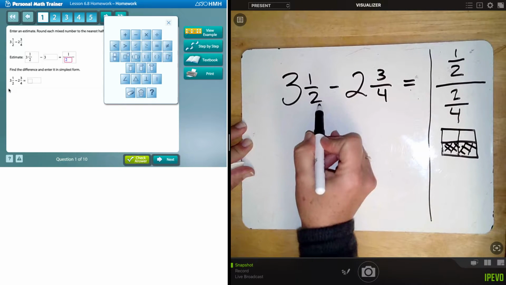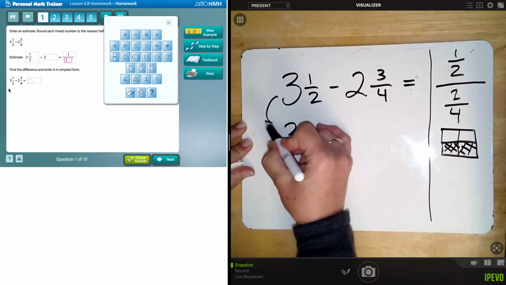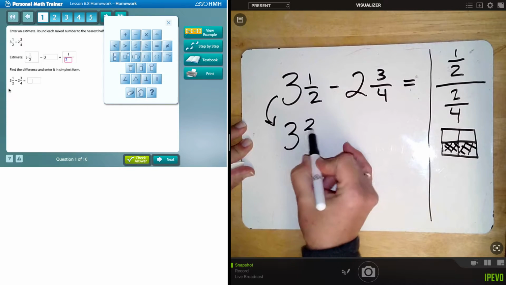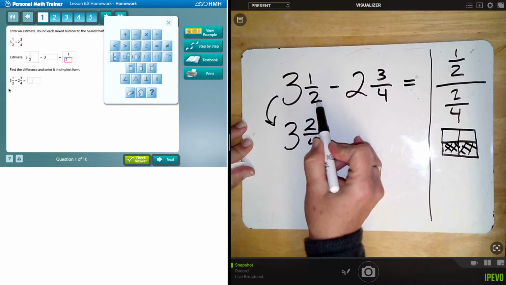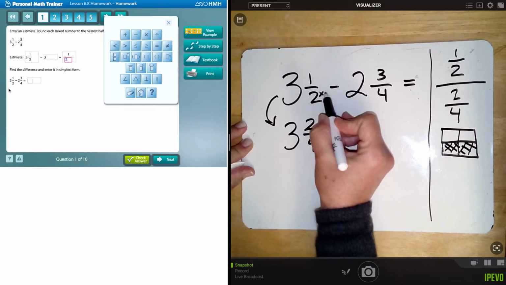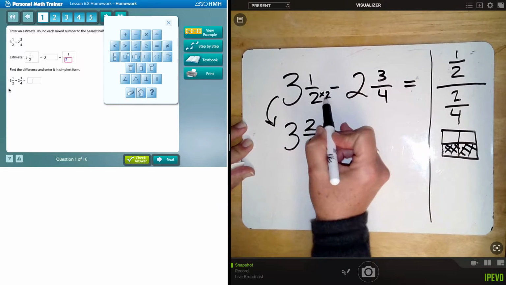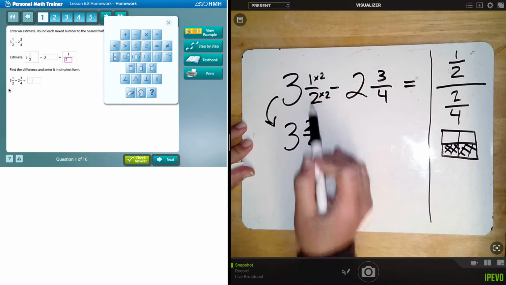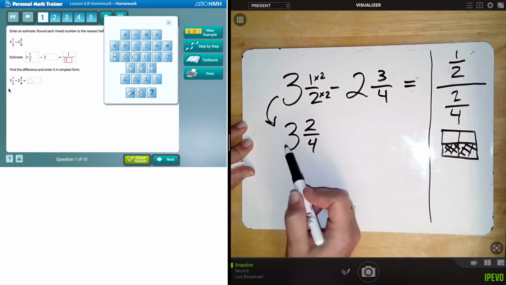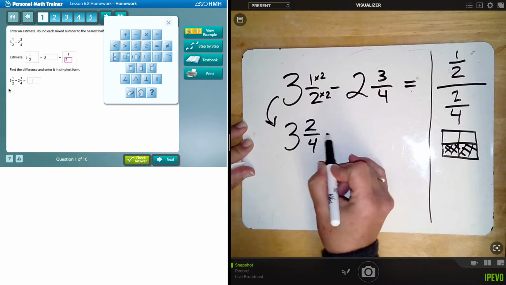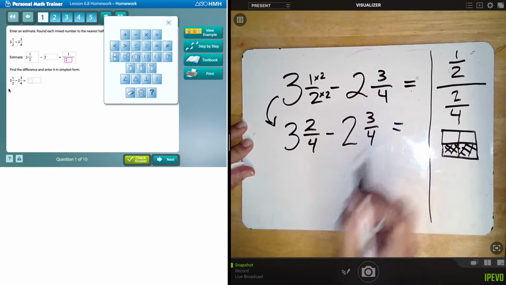So I'm going to convert 3 1/2, and I'm going to draw a little arrow to show that I'm converting it to 3 2/4. I also could know that I need to get to a denominator of 4. So I might do 2 times 2 equals this 4. And whatever you do to the bottom, you do to the top. 1 times 2 equals 2. So my problem now is 3 2/4 minus 2 3/4.